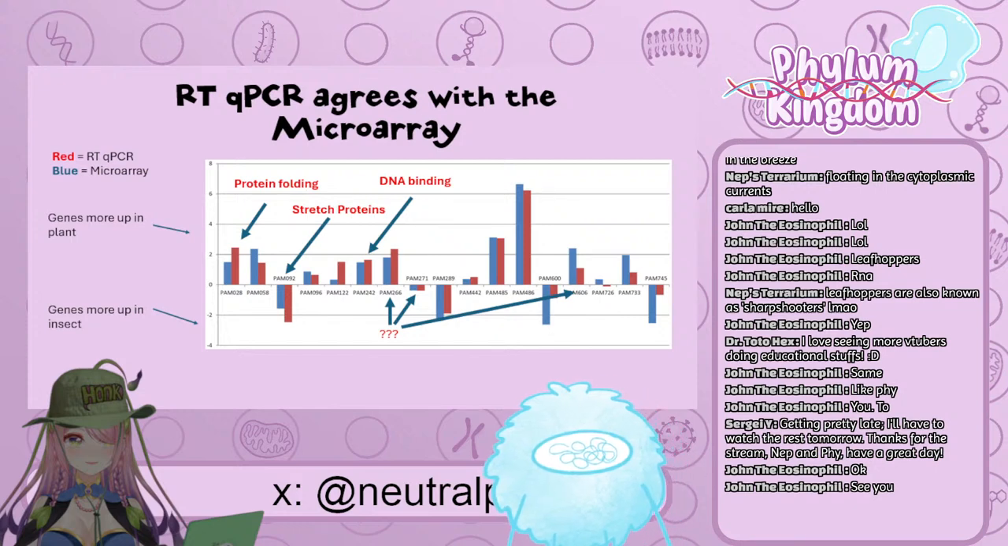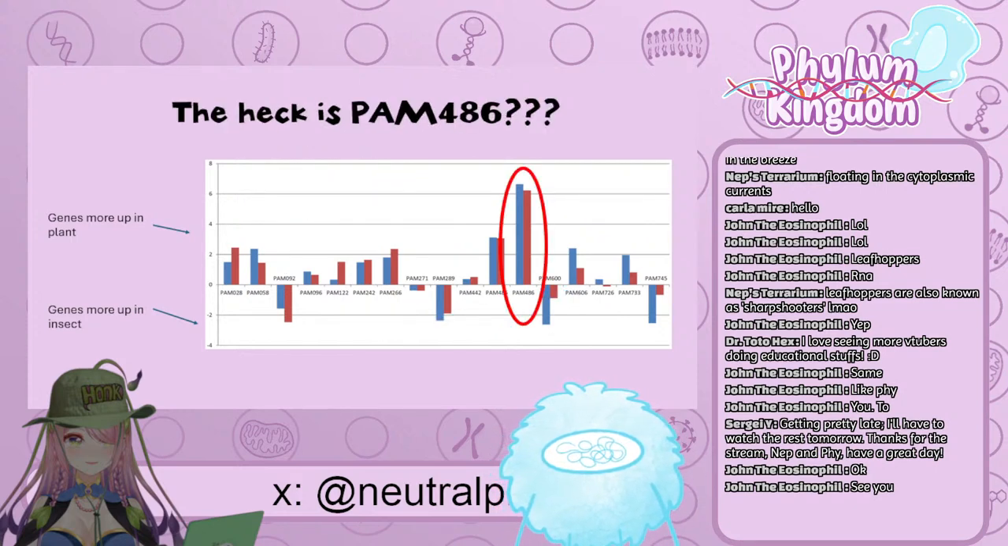Now, something that might catch your eye is this bar over here, PAM486, and what I want to know is what the heck is this? This is a protein of unknown function. We know that it's secreted because we can make that guess from the DNA sequence, and it's really, really highly produced in the plant, but not in the insect. So this is a really good candidate for something that we can target for treatment of phytoplasma in the plant.